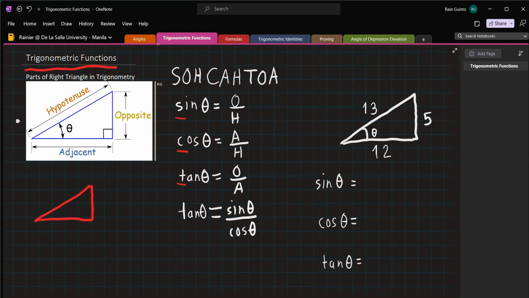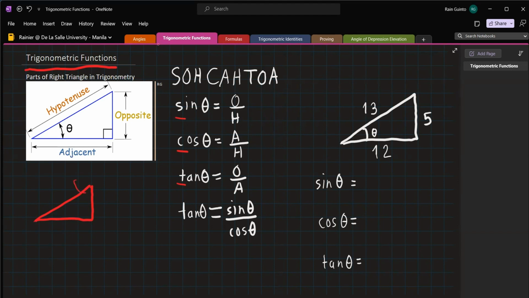So as shown in the figure, if we have this as our angle theta, we could label our right triangle as follows. The one farthest from the angle is the opposite, the longest side is the hypotenuse, and the side that is shorter but just adjacent to the angle is the adjacent.